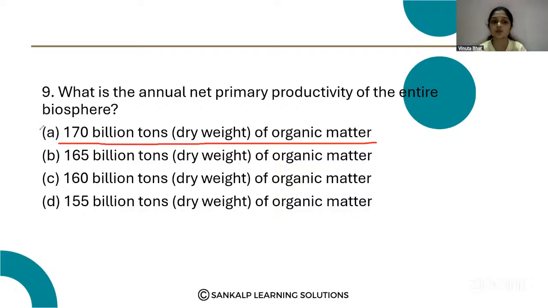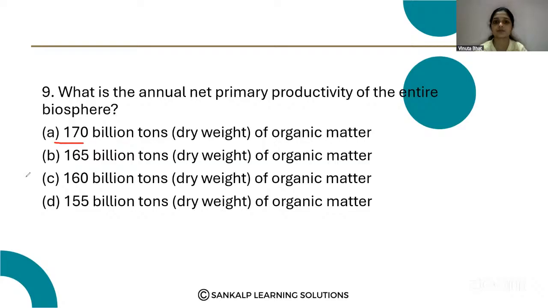Some amount is utilized by them, and the remaining one, if you count the remaining amount, that is 170 billion tons of dry weight of the organic matter of the entire biosphere. So when you consider the entire biosphere, this is the amount. Okay.